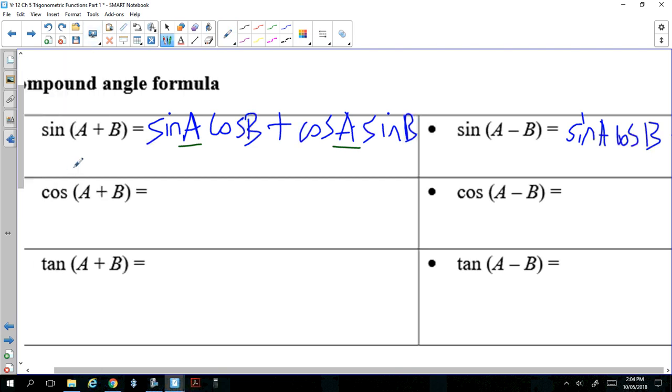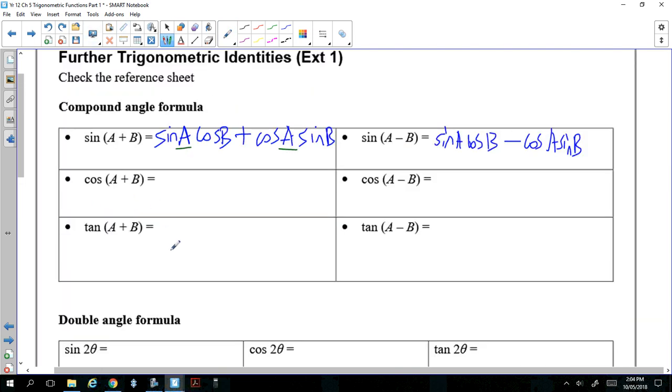Cos. Cos goes like this. There's 2 cos's, but they do opposite. The plus becomes a minus. Sine A sine B. Like that. So cos goes double cos, then double sine, whereas the sine is sine and cos mixed together.